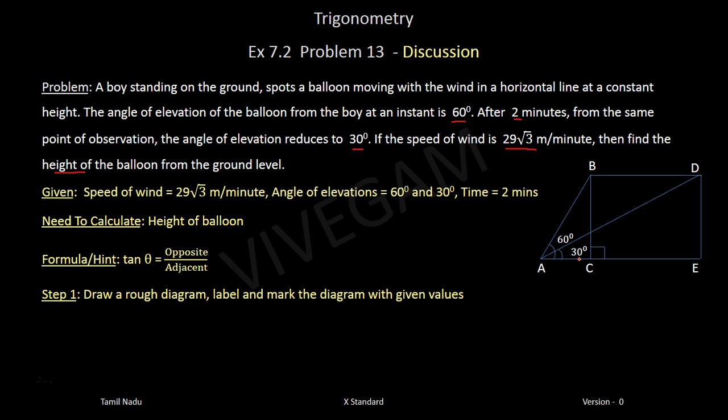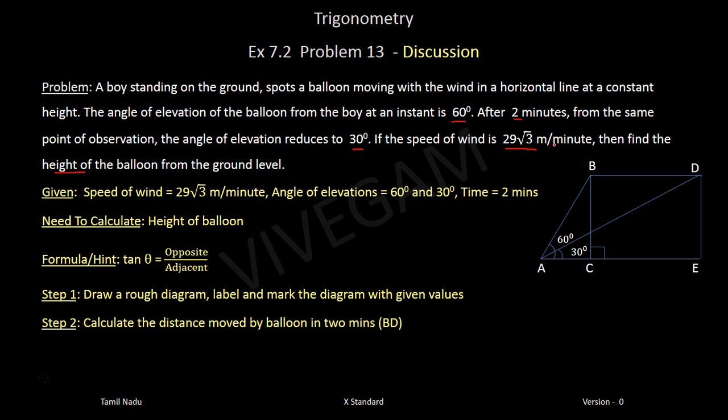So step 1, as usual, draw a rough diagram, label and mark the diagram with the given values. Step 2, calculate the distance moved by the balloon in 2 minutes. It was originally here, and it moved from here to here in 2 minutes. And what is the speed? Speed of the balloon is nothing but speed of the wind. So that is how we should take. Speed of the wind is 29√3. So distance equals velocity or speed into time. So 29√3 into 2 minutes, and see, this speed is per minute, so this time is also in minutes. Suppose this is given in hours, you need to convert this to hours.